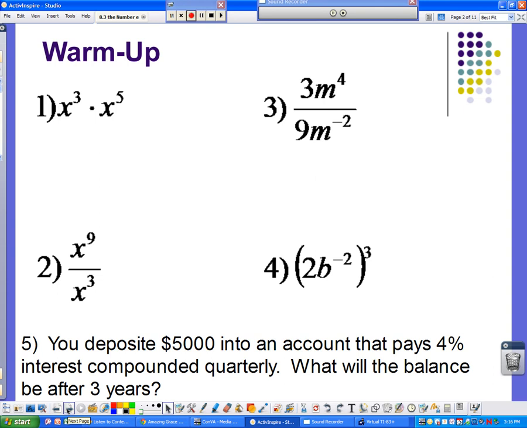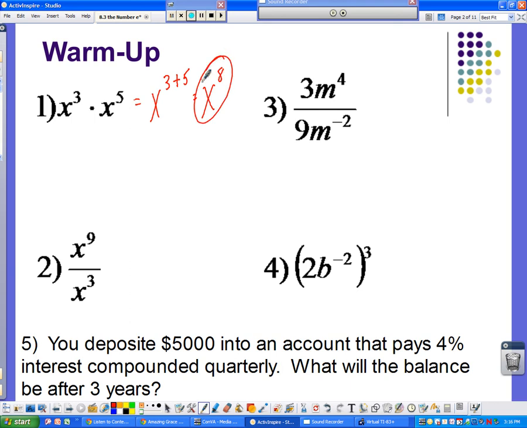We discussed them in unit 6, and then we also discussed them, if you remember, at the end of the last chapter. So we're only going to look at the first 4 questions here real quick, but remember, when you take x to the third times x to the fifth, you actually have to add the exponents. So your answer is going to be x to the 8th in this case.